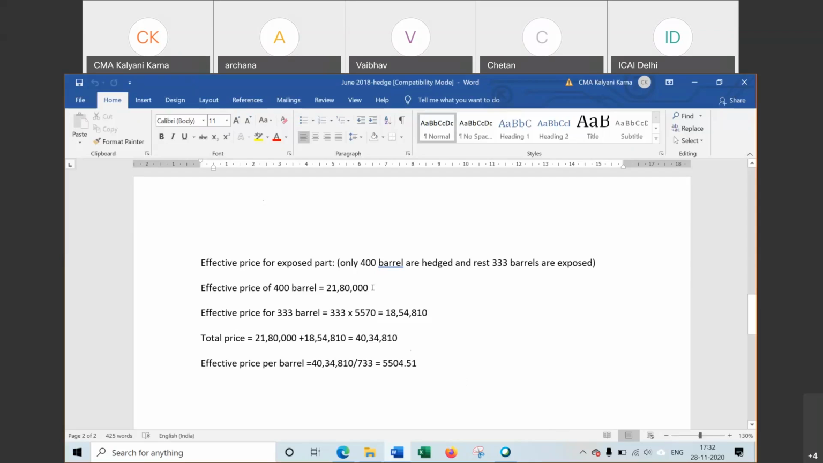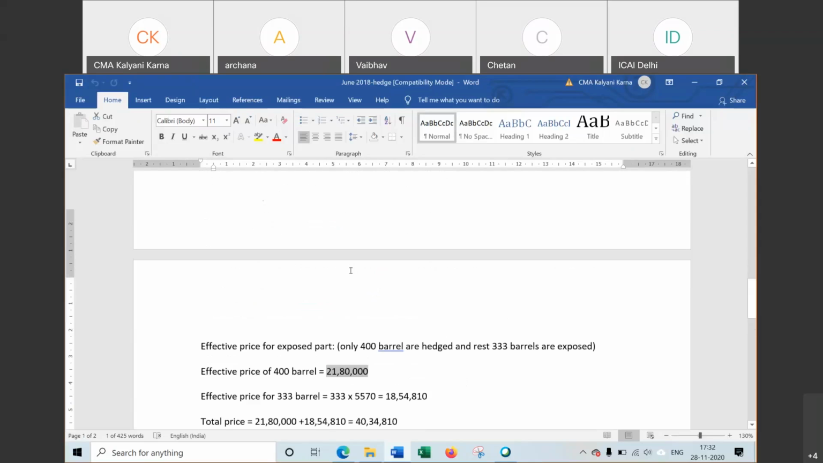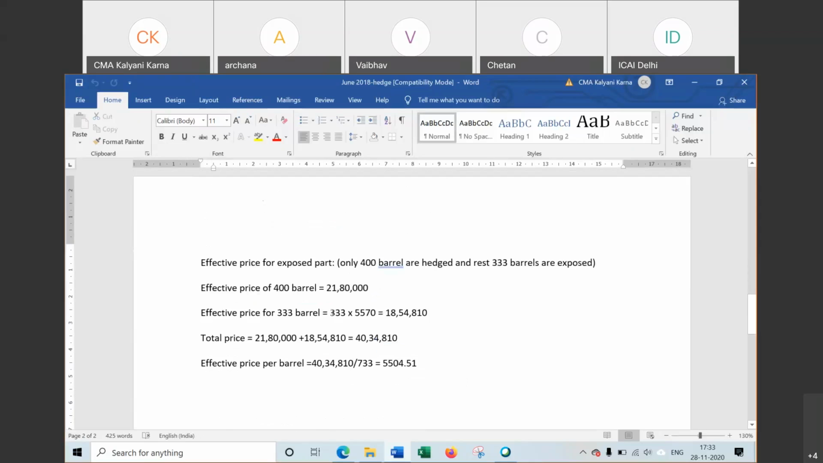Now for the exposed part. Another question asks for the effective price for the exposed part. Only 400 barrels are hedged. The rest, 333 barrels, are exposed, meaning these will be bought at the market price. So the effective price of 400 barrels is this one; we have computed it in step 1. Effective price for 333 barrels: it is bought at spot rate.